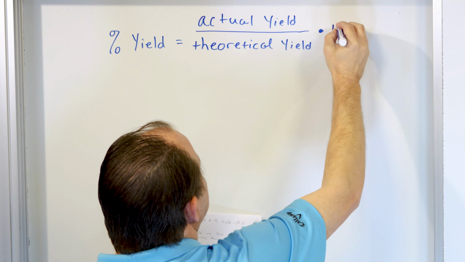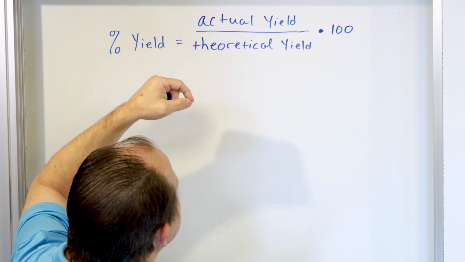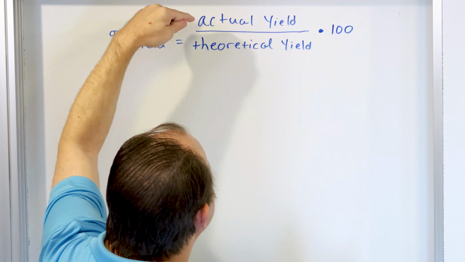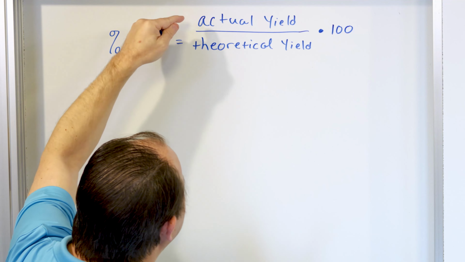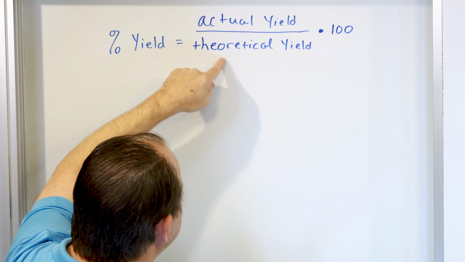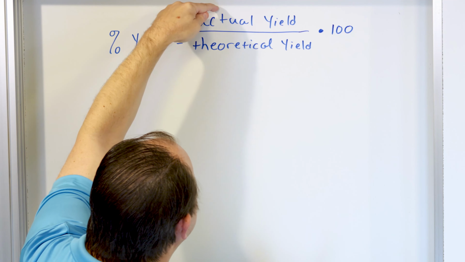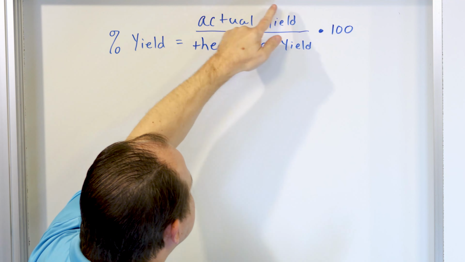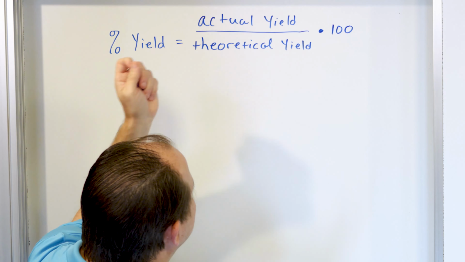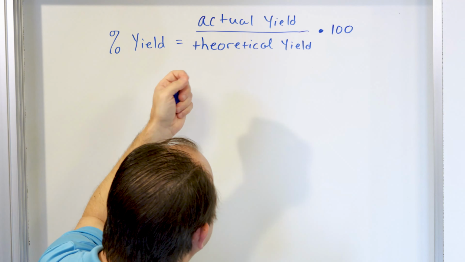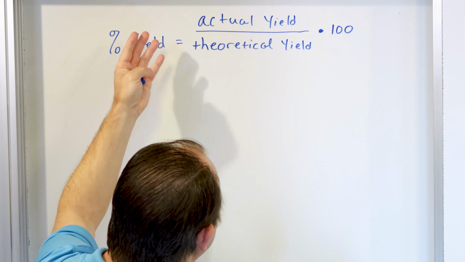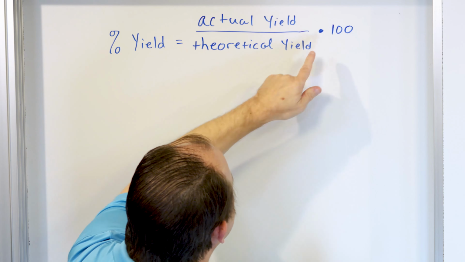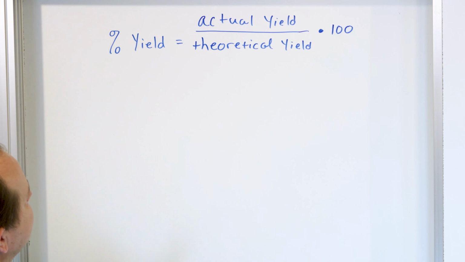If you think about it, the theoretical yield is the theoretical maximum. The actual yield is always going to be less than or equal to the theoretical yield. Because of that, the top number will always be equal to or smaller than the bottom number, so this is going to be a fraction. In general, it'll be a fraction less than 1, some decimal like 0.99 or 0.97, 0.62, something like this. When you multiply by 100, you turn it into a percent.